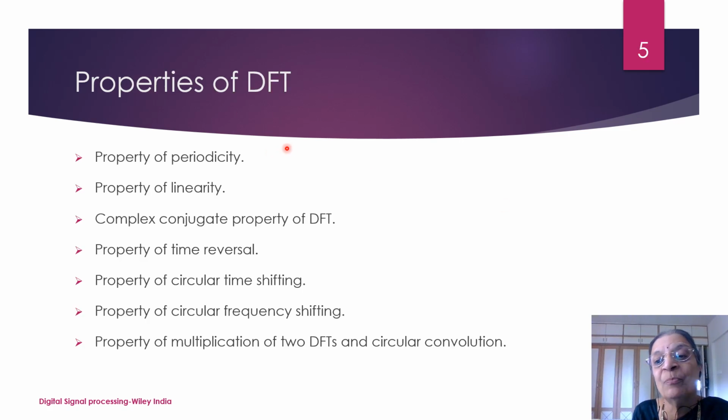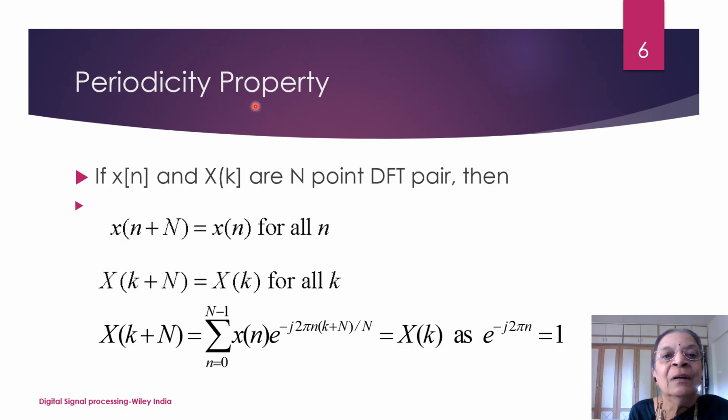Now let us see what are the properties of this DFT. There is a property called the property of periodicity. We have the linearity property, complex conjugate property, time reversal property, circular time shifting property, circular frequency shifting property, and property of multiplication of two DFTs, namely the circular convolution. So let us see one by one all these properties.